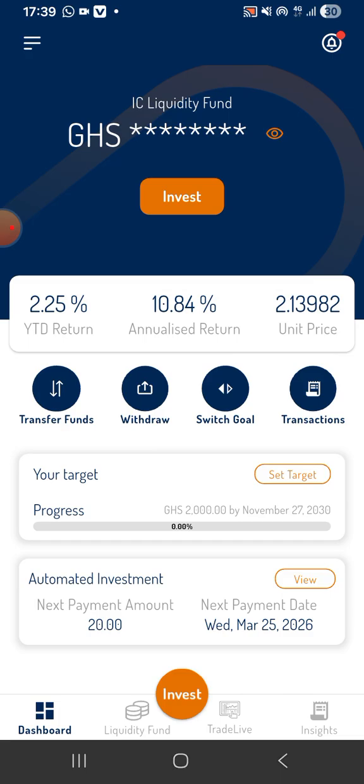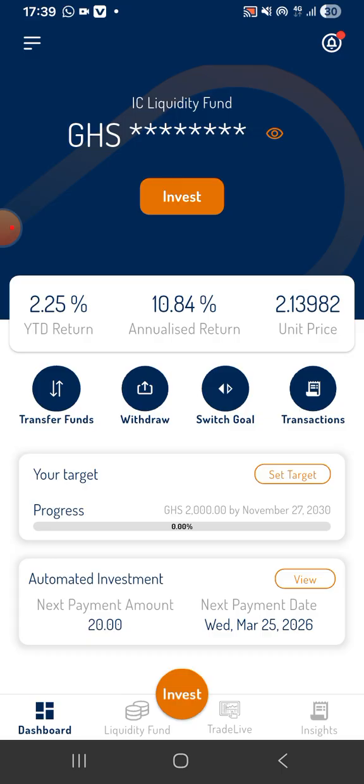But I want you to also look at certain things that you can do. They're the automations. You can automate your investments. For example, you can see that I've set one up so that every 25th, they deduct 20 cedis from my MTN mobile money.